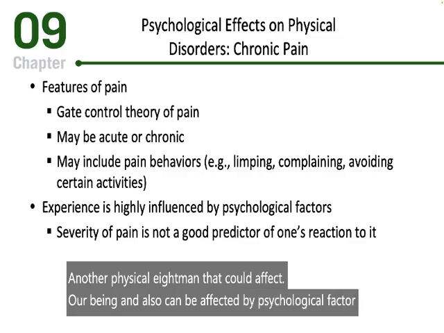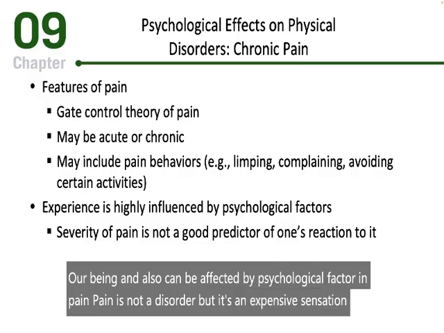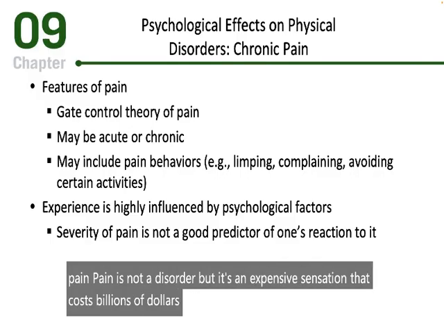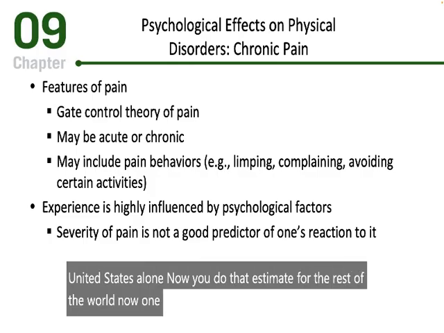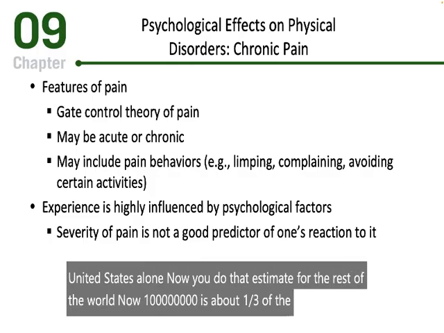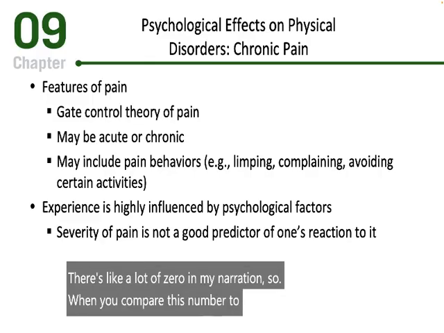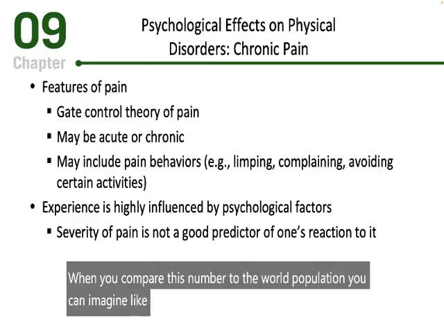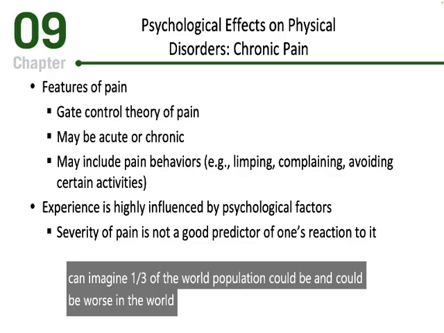Another physical ailment that could affect our well-being and also can be affected by psychological factors is pain. Now, pain is not a disorder, but it's an expensive sensation that costs billions of dollars to over 100 million people in the United States alone. 100 million is about 1/3 of the nation's population. Compared to the world population, you can imagine roughly 1/3 of the world's population could suffer from acute or chronic pain.